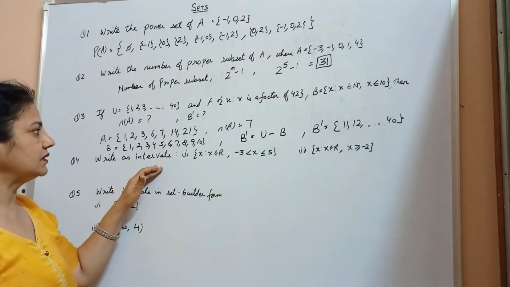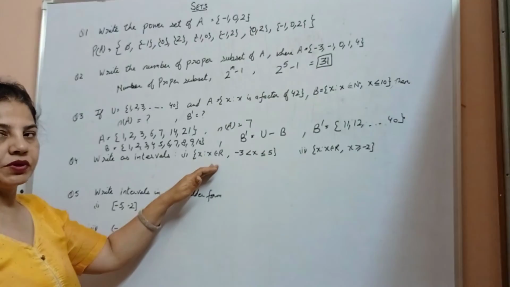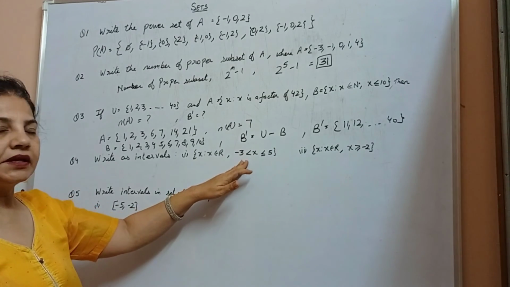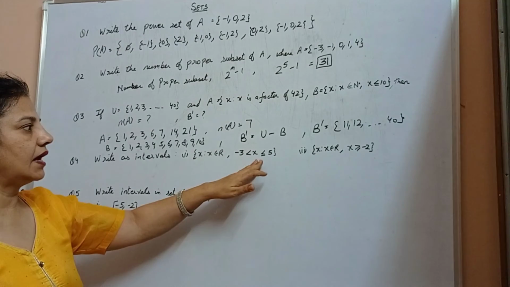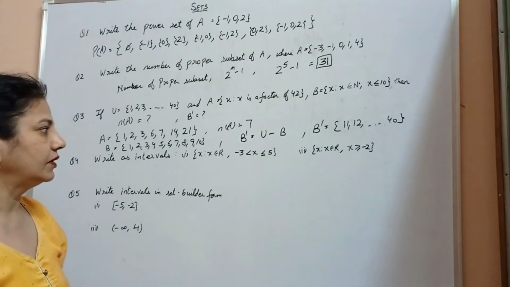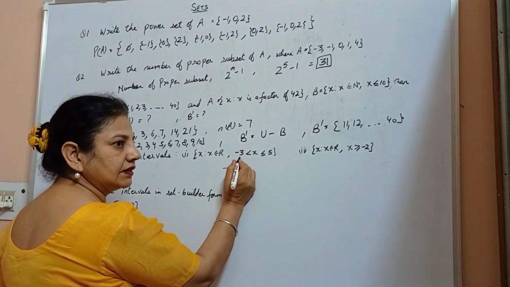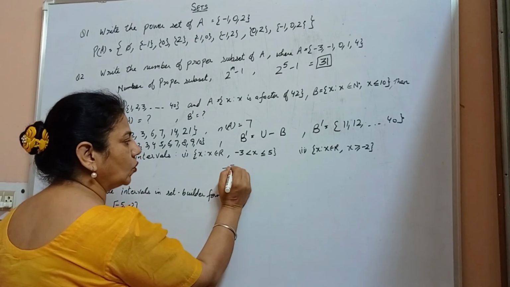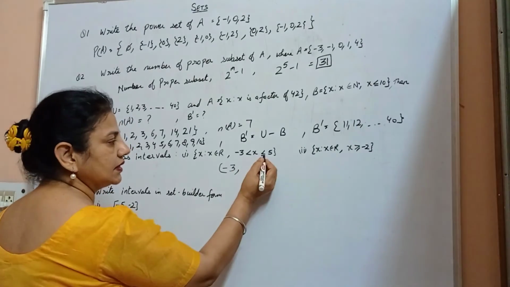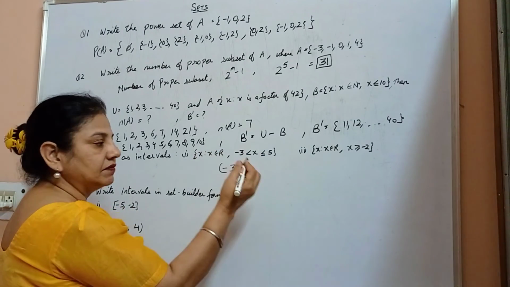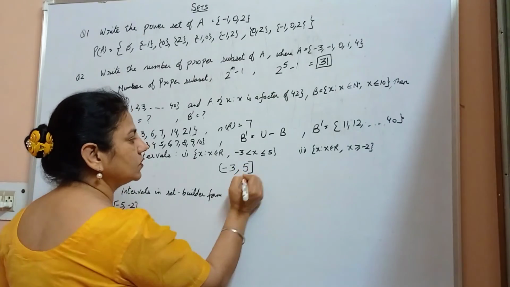Write as an interval: X belongs to a real number, X is greater than minus 3 and less than or equal to 5. So in interval form, I will write X is greater than minus 3. It is an open interval, so I will write it like this. And X is less than or equal to 5, where 5 is included, so I will write this with a closed bracket.